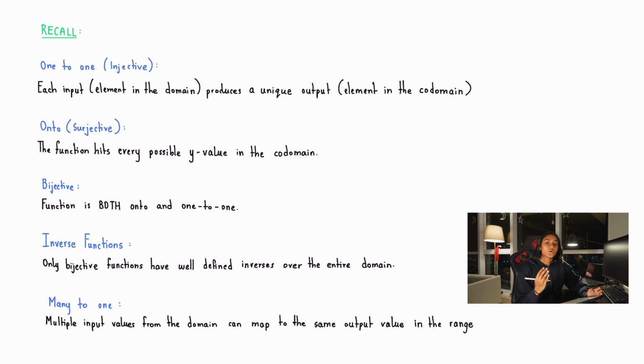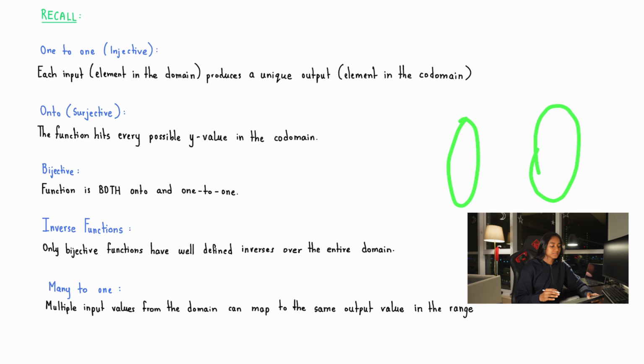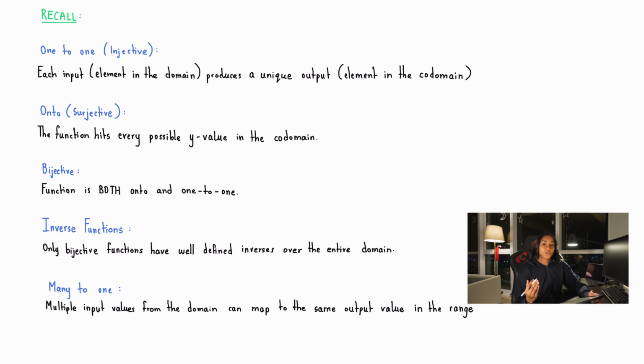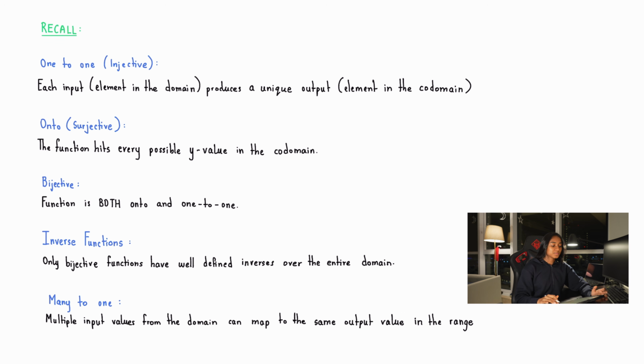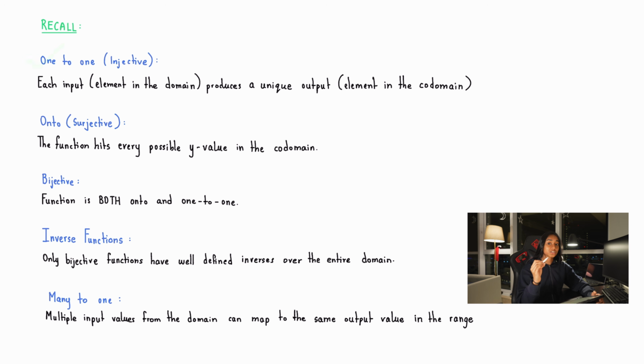Now, onto also means surjective, means that the function hits every possible y value in the codomain. Okay, so remember this is the domain, this is the codomain. I know you all remember those maps. So bijective now means that the function is both injective and surjective. So it's both one-to-one and onto. So if you test positive for one-to-one, don't just stop there. Always test for being onto as well, because it could very well be bijective.